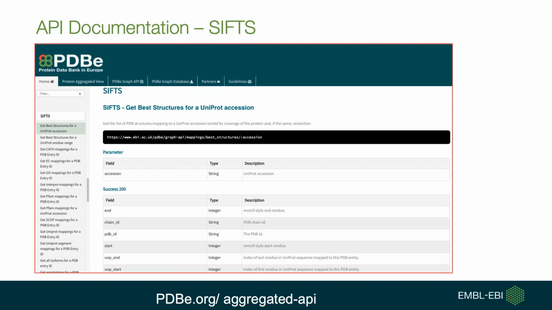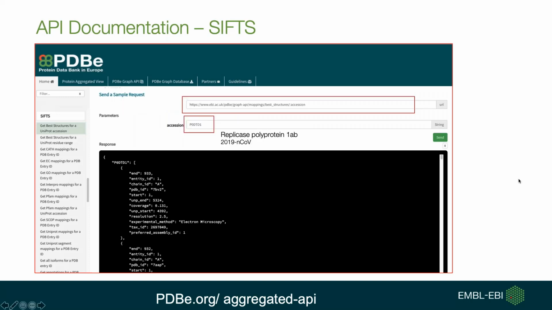One useful endpoint here is to get the best structures for a UniProt accession. This API call lists the PDB structures based on the coverage and resolution for a UniProt accession. This particular example is for the replicase polyprotein found in the coronavirus. The result is a list of best PDB structures, sorted by coverage and resolution.